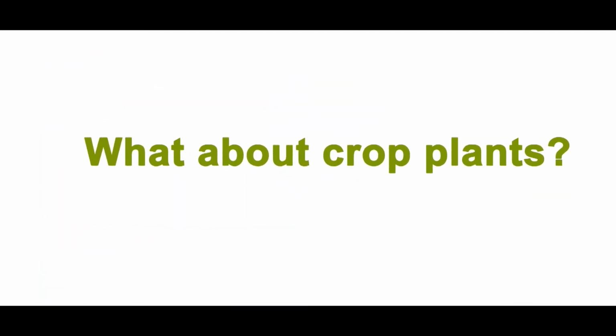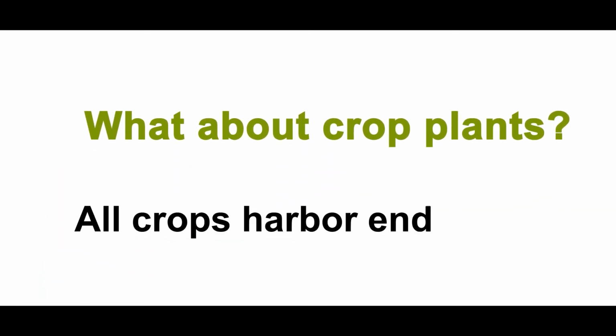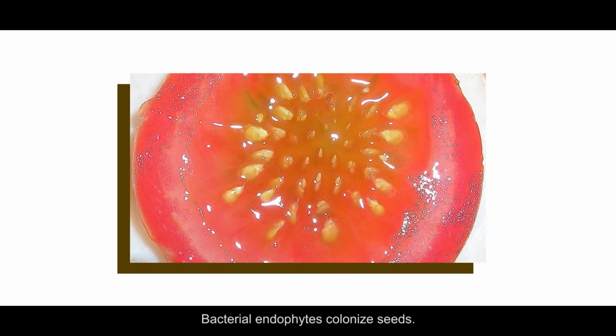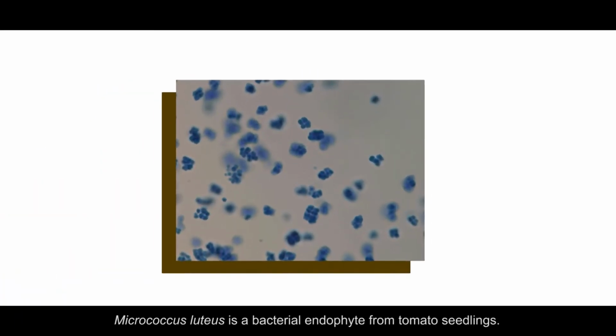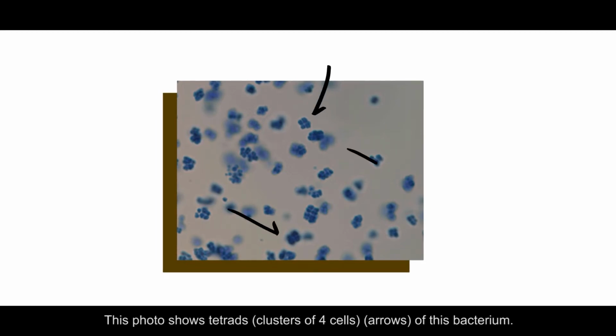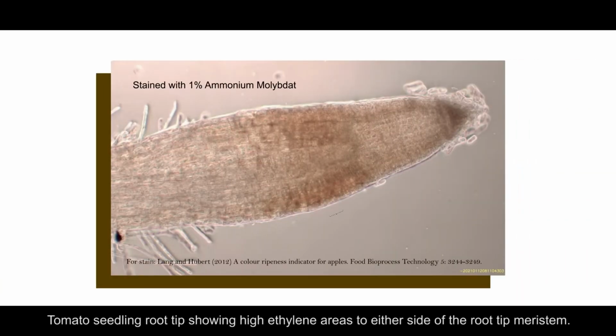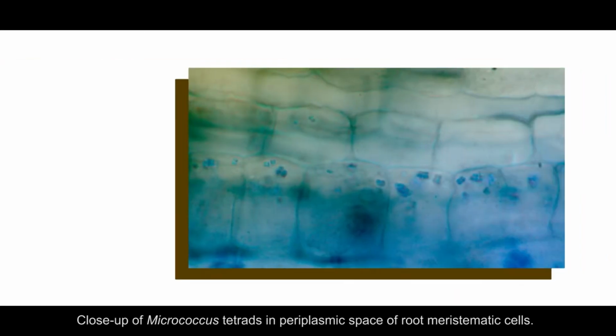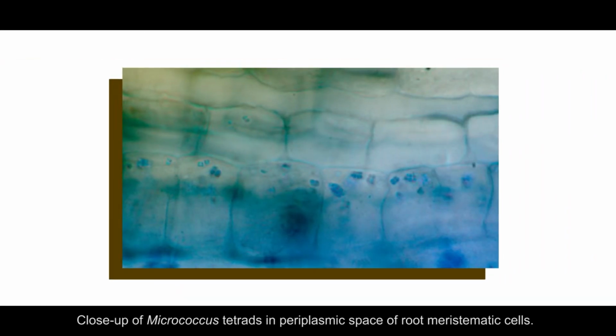What about crop plants? All crops harbor endophytes. Bacterial endophytes colonize seeds. Micrococcus luteus is a bacterial endophyte from tomato seedlings. This photo shows tetrads of this bacterium. Tomato seedling root tip showing high ethylene areas to either side of the root tip meristem. Close-up of Micrococcus tetrads in periplasmic space of root meristematic cells.